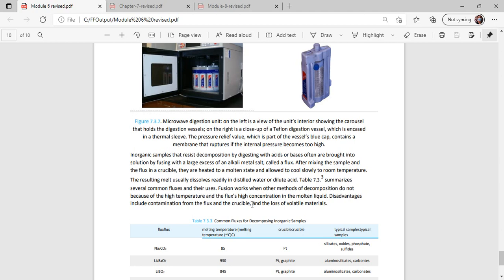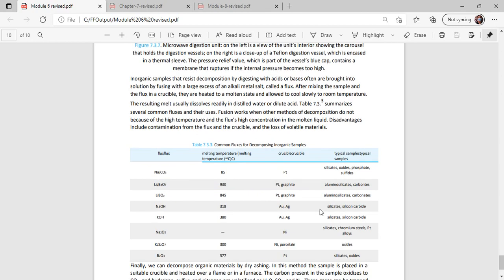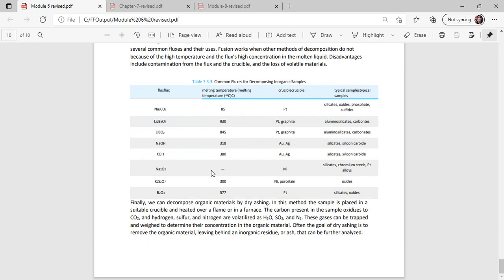Fusion works when other methods of decomposition do not because of the high temperature of your flux and high concentration in your molten liquid. Also, the disadvantages include contaminating your sample with the flux and crucible, and loss of volatile material. You have the table of your common fluxes.